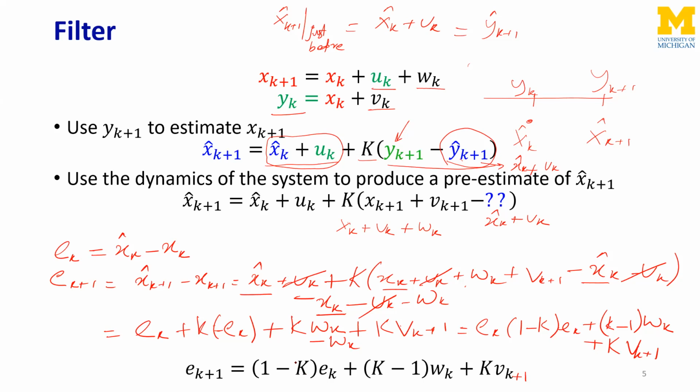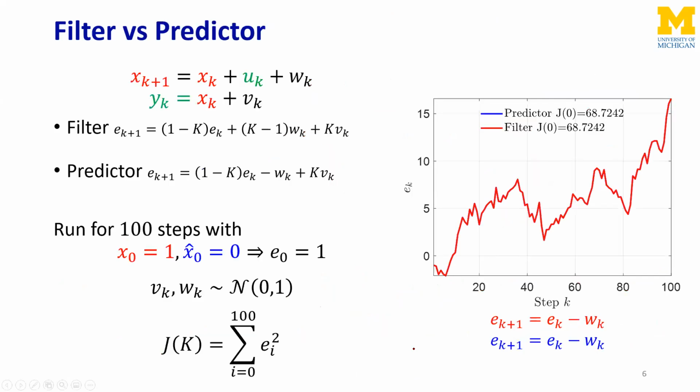Now, this is slightly different from the predictor. If you remember, the predictor actually did not weigh one of these terms. I don't remember which one, but we'll see. So we had this system, we created a filter. The filter equation looks like this, and I pulled up the equations for the predictor from the last lecture. The predictor actually looks like this.